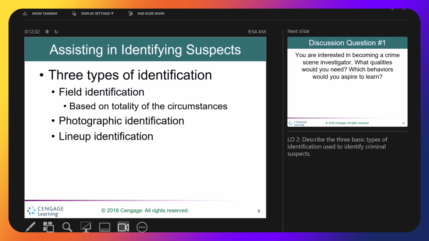Assisting in identifying suspects. Three types of identification: field identification based on the totality of the circumstances, photography identification, and lineup. When you look at field identification based on the totality of circumstances, identifying suspects, what race were they, if you could tell? What height, weight? What were they wearing? Photography identification is looking at video, pictures of individuals.